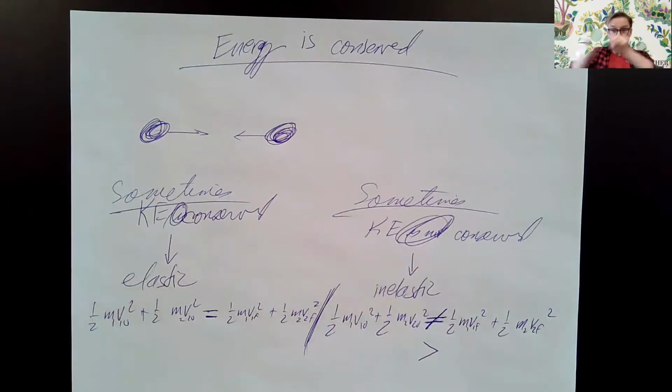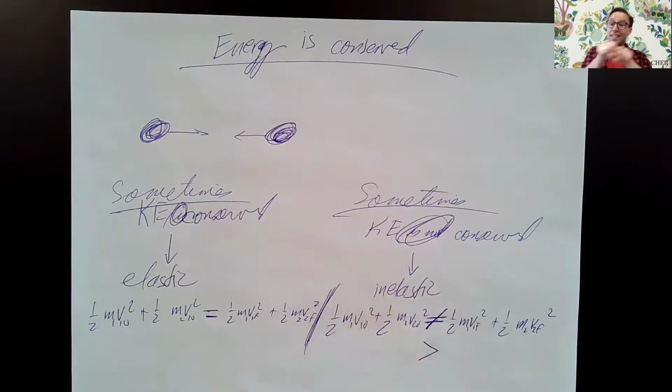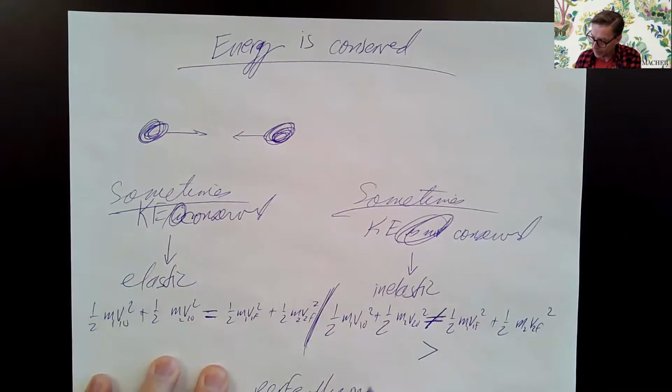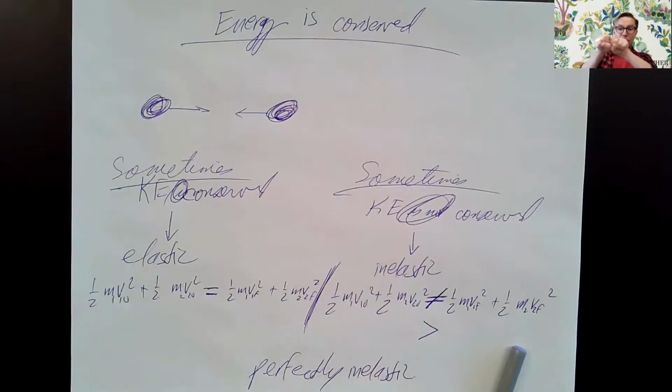If they collide and stick together, so there's only one final velocity, that for sure I know is an inelastic collision. And since I know that for sure, they've come up with this third descriptor, not elastic, not inelastic, but they call it perfectly inelastic. If the collision is perfectly inelastic, it means the objects stick together.